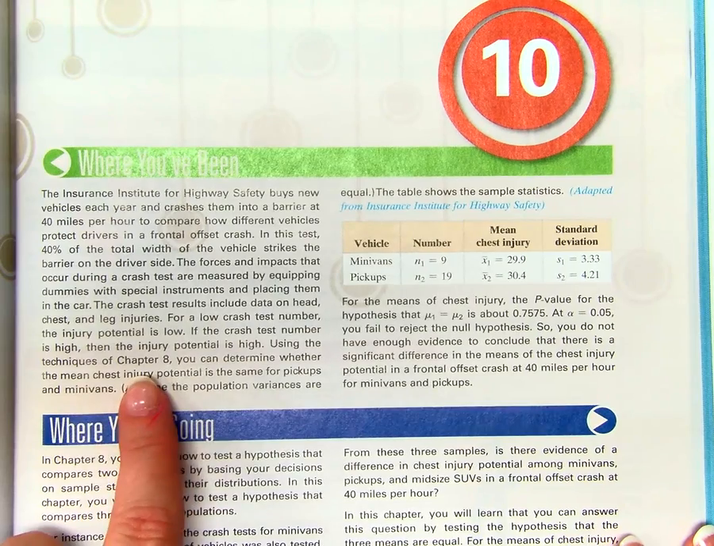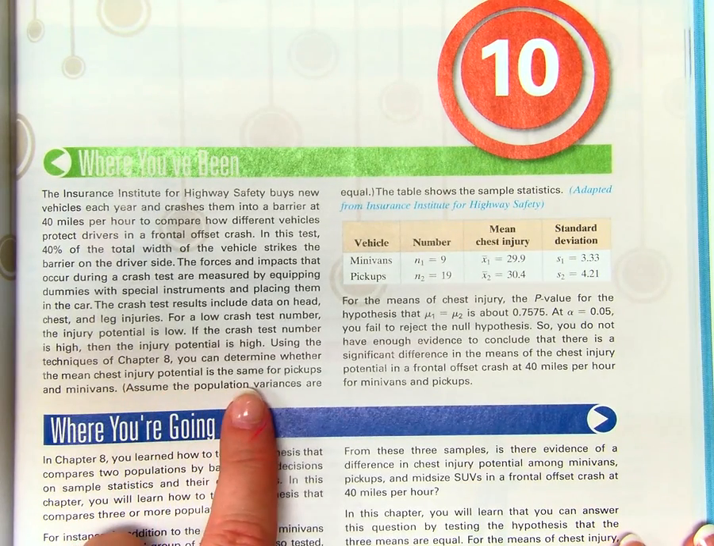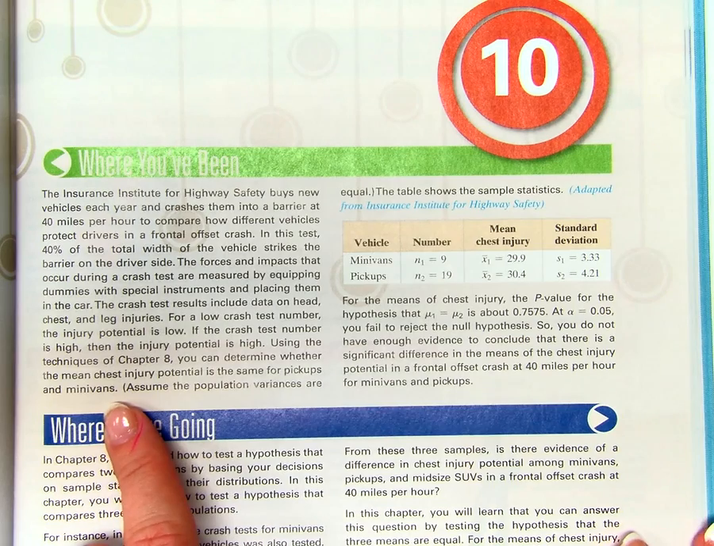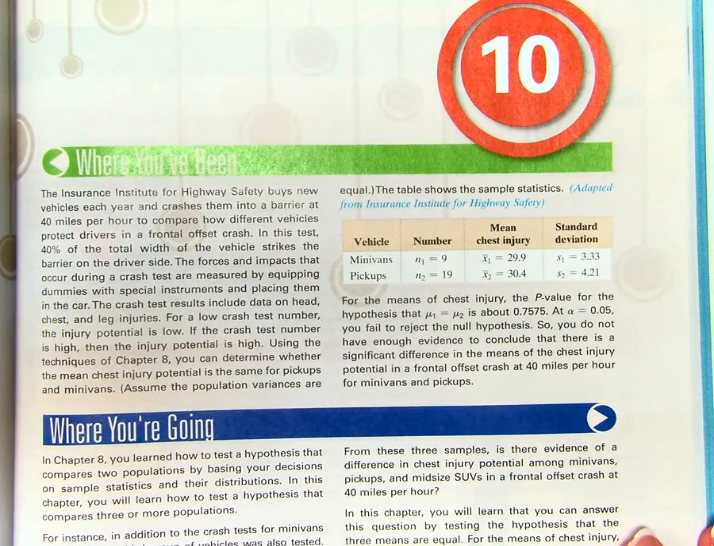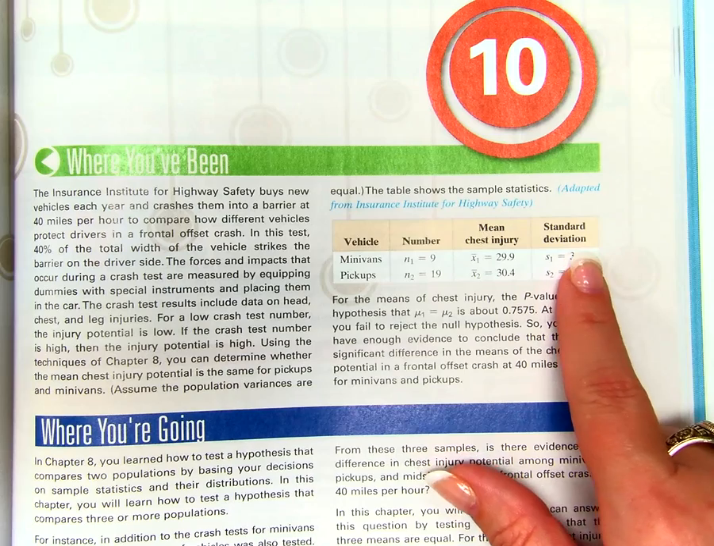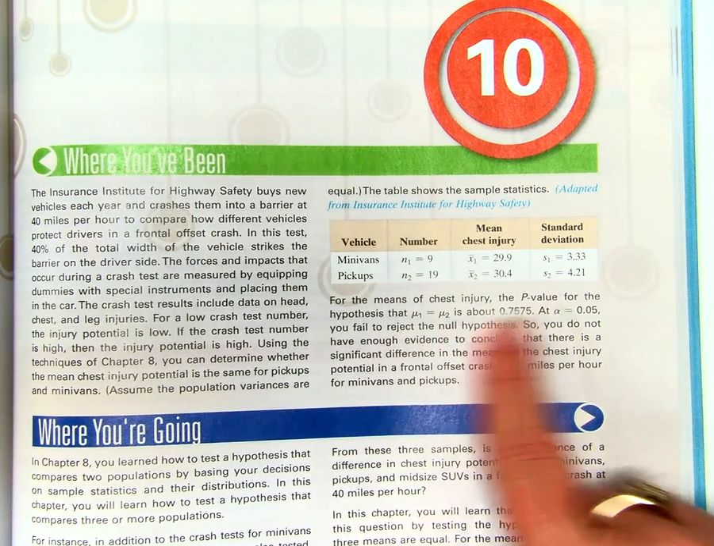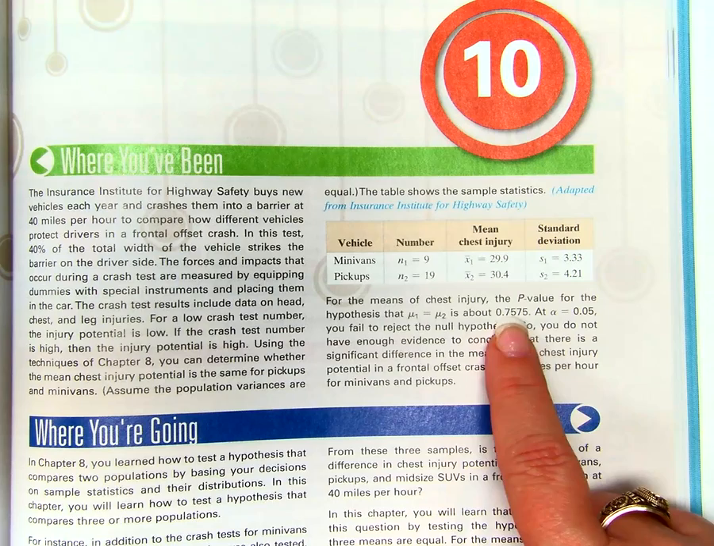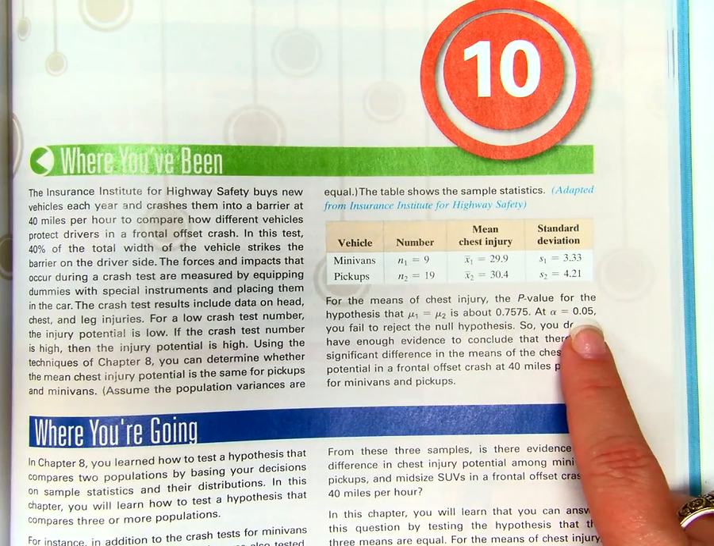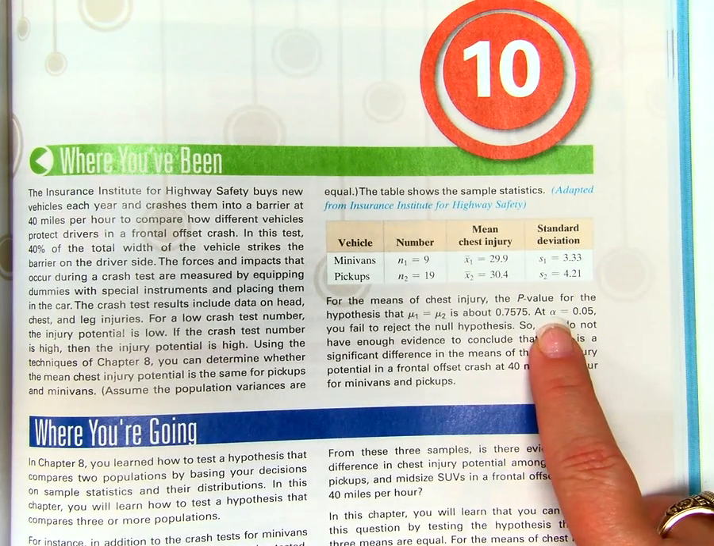Using the techniques from Chapter 8, we can determine whether the mean chest injury potential is the same for pickups and minivans. Remember doing stuff like that? Okay, so here's the table right here that shows some sample statistics. For the mean of chest injury, the p-value for the hypothesis is about 0.7575. At a 5%, what's this called again? Do you remember? What does that stand for?